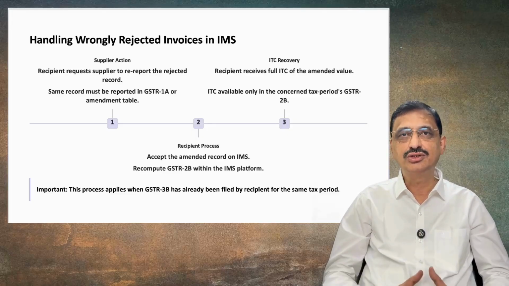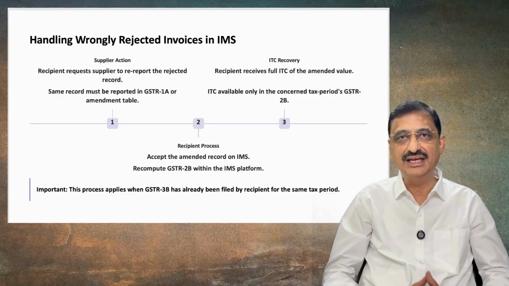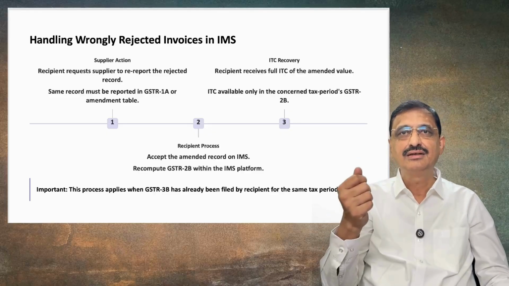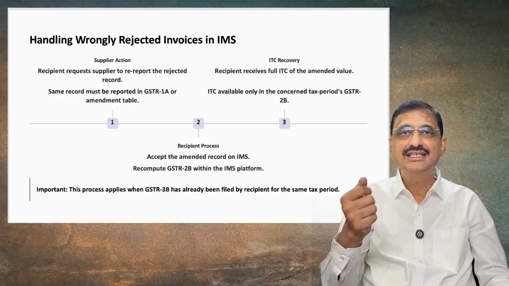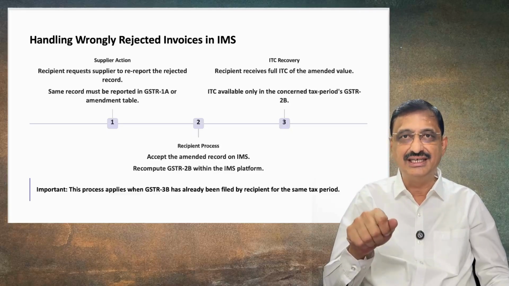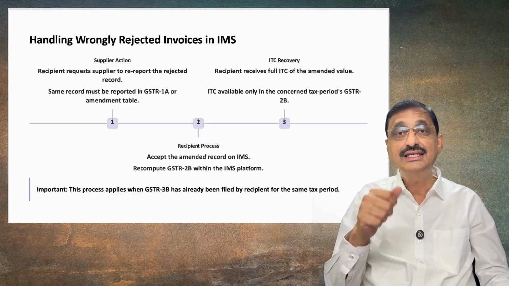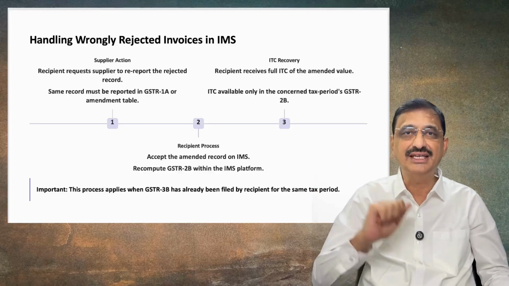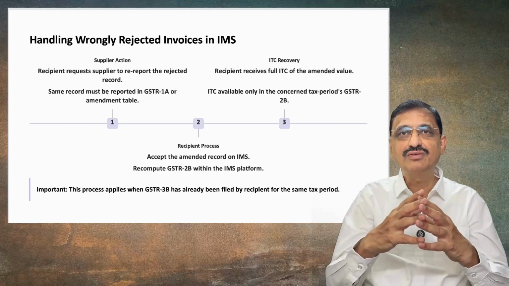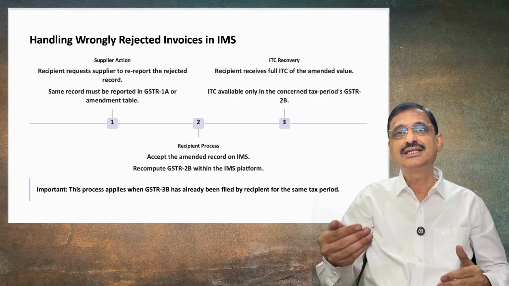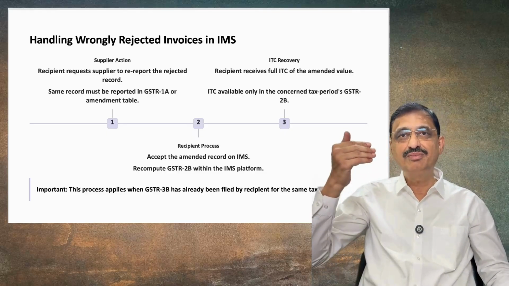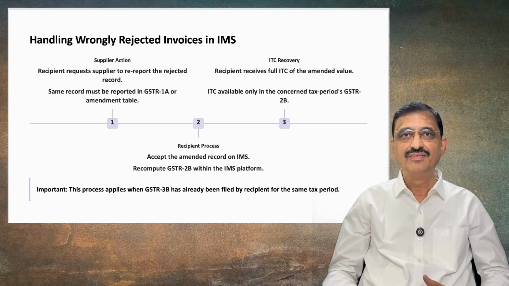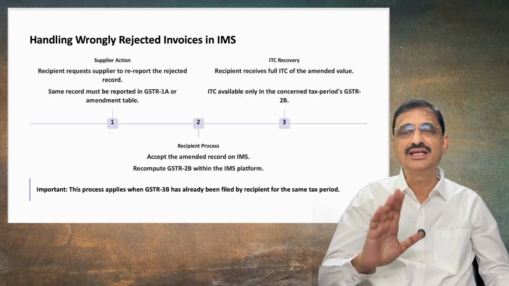What the recipient has to do is inform his supplier. Thereby, the supplier will again upload the invoice in his GSTR 1A, or in the amendment table of GSTR 1, or in the IFF statement of the subsequent period. Thereafter, this re-uploaded invoice will be populated in the invoice management system of the recipient. Now the recipient has to accept that invoice.